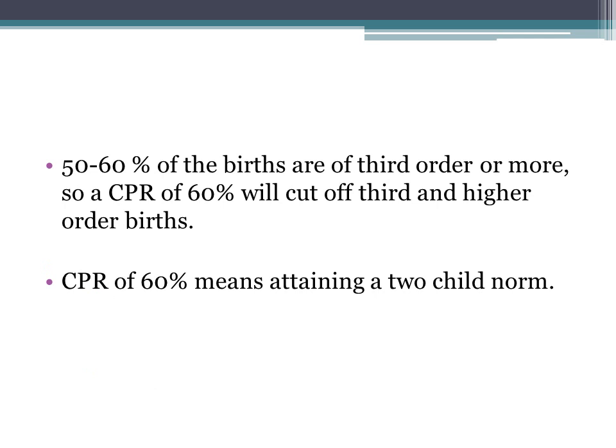Now, why is this couple protection rate of 60% important? It is assumed that almost 60% of the births are of either the third order or higher order. So, a couple protection rate of 60% will cut off the third and higher order births. In other words, we can say that a couple protection rate of 60% means attaining a two-child norm, and this will put a check on the birth rate and thus the population of an area.